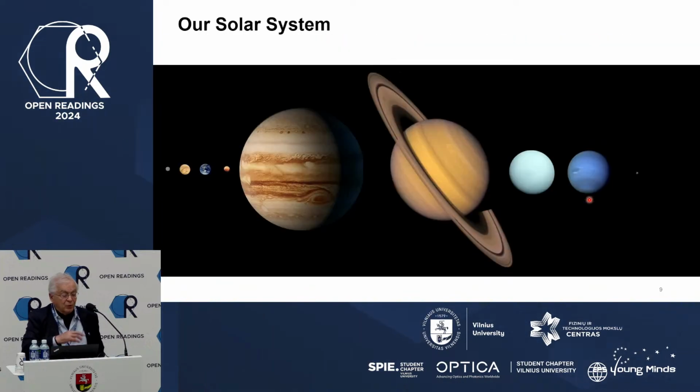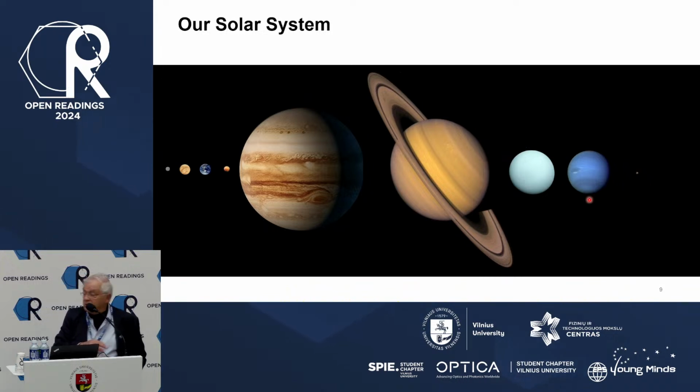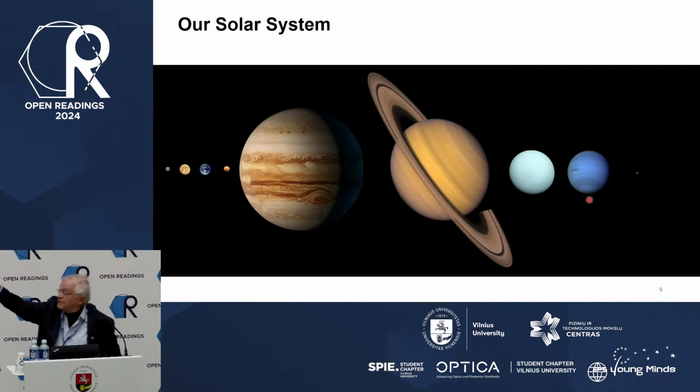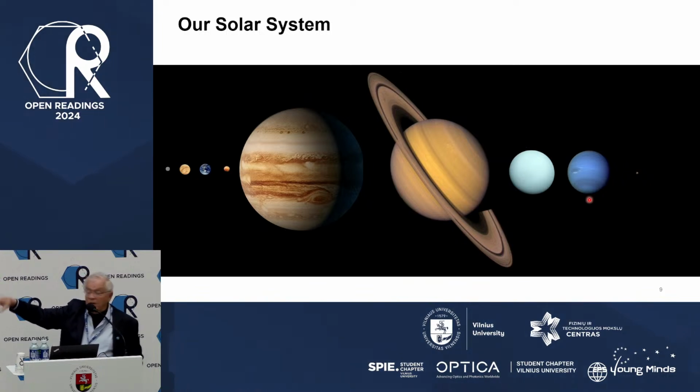Now, I'm going to be talking mostly about our solar system. And as you can see, this is our solar system. Think of the sun way to your left. And then you see Mercury, Venus, Earth, Mars. And these are to scale, so that gives you an idea about the size of the planets, Jupiter and so on. And we are number 3 from the left.